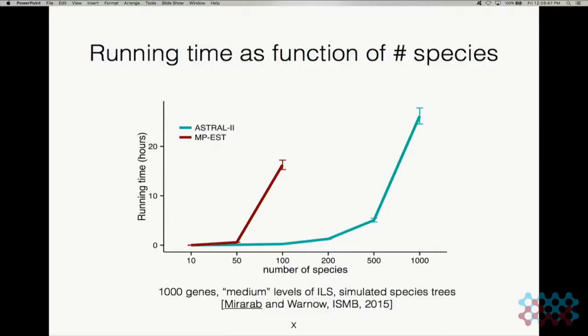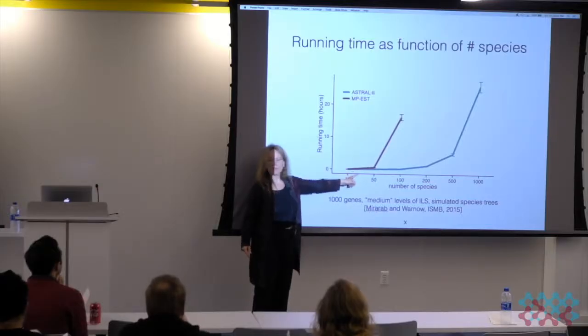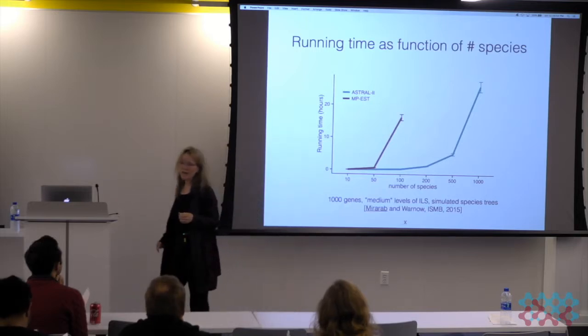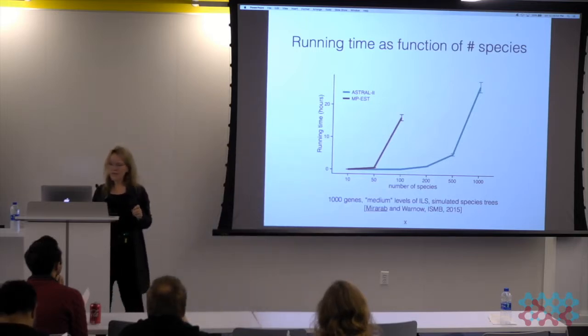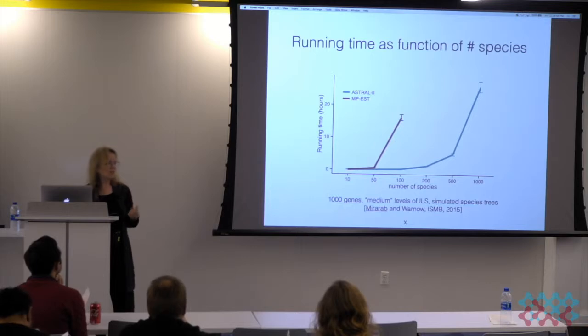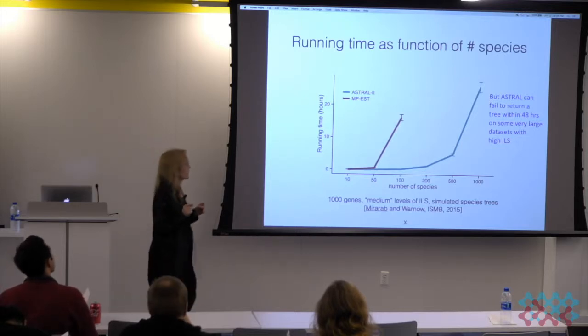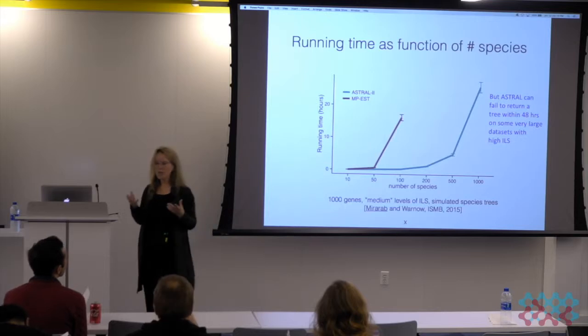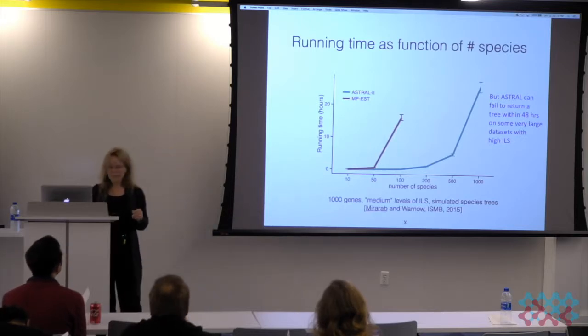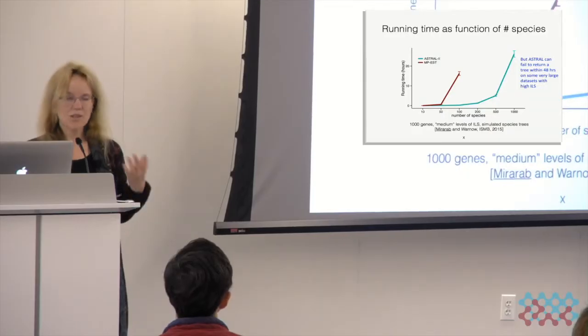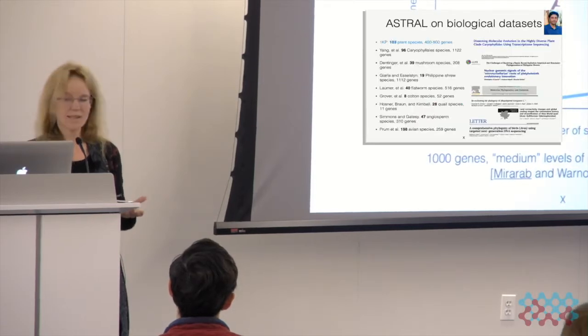This is showing analysis on 1,000 species and 1,000 genes, whereas MPS, which is maximum pseudo-likelihood, basically just can't finish in 24 hours on more than 100. So that's what we're seeing: running time advantage, accuracy advantage. Astral is very good. It's used all over the place, but it can fail on some data. There are data sets where it fails to complete in 48 hours, and the conditions where it fails have to do with heterogeneity. Okay, so Astral's great. It's used all over, but it can fail on some data sets.